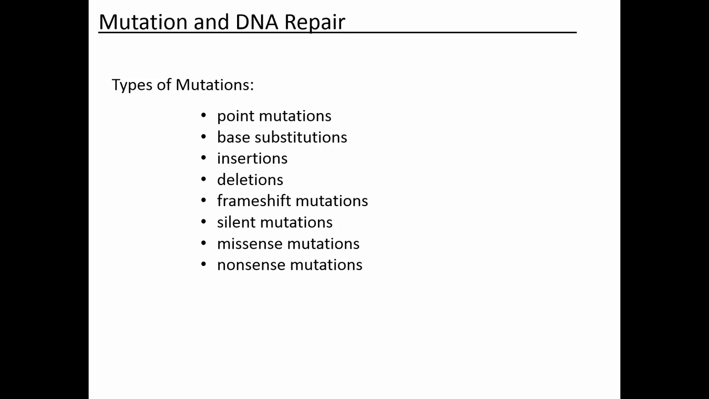Okay, silent mutation. A silent mutation is a mutation in a gene that does not alter the amino acid sequence of the protein. So a silent mutation occurs within the gene, but it does not change the amino acid sequence of the protein. Can someone explain how silent mutations can take place? If it's within the coding region of a gene, how can you change the DNA sequence but not change the amino acid sequence?